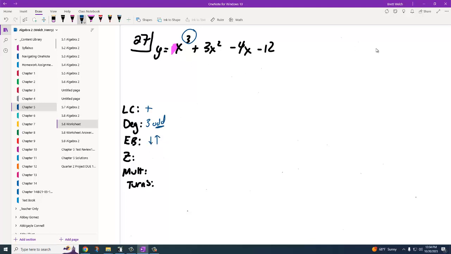I don't know the zeros unless I get it into its parentheses form, right? And I don't really know how to do that right now. I do have options, but I don't want to do that right now if I don't have to. And the turns is 1 less than the degree. Since the degree was 3, I know there will be 2 turns. All right. Until I find the zeros, I'm stuck.